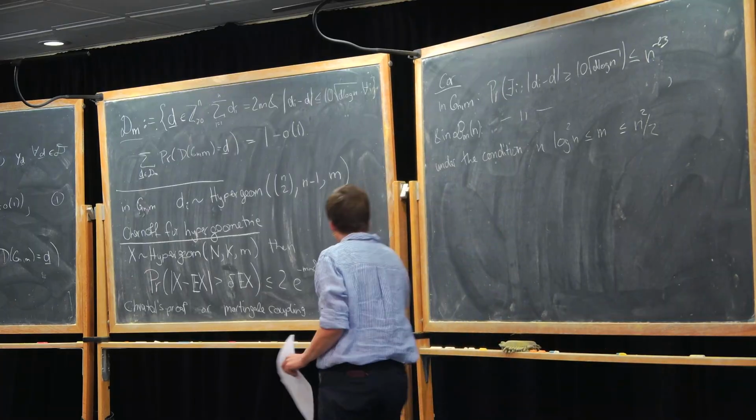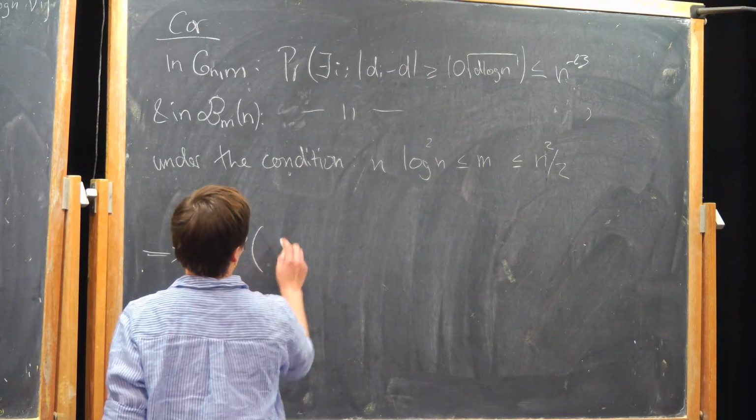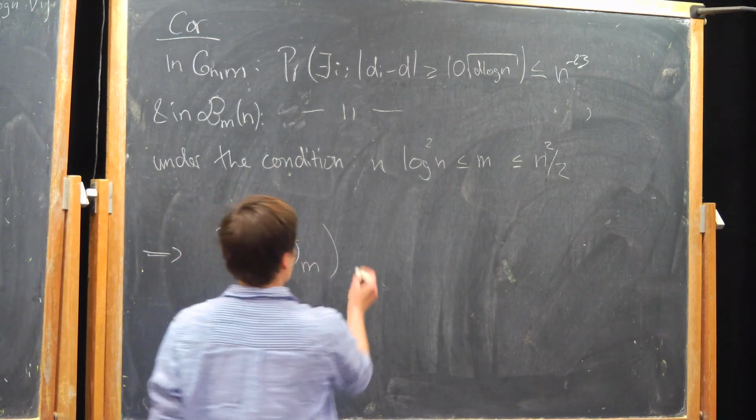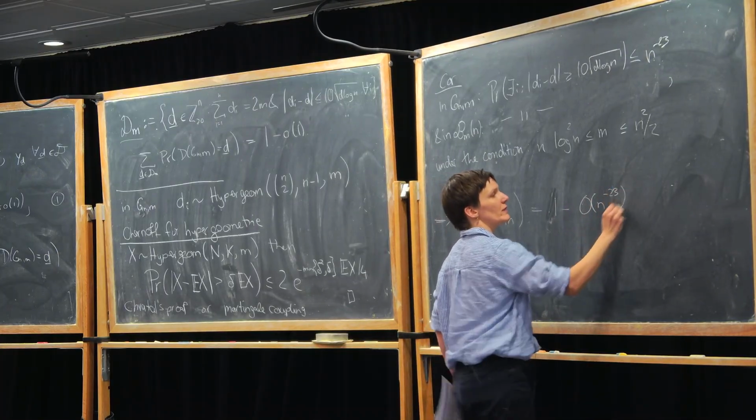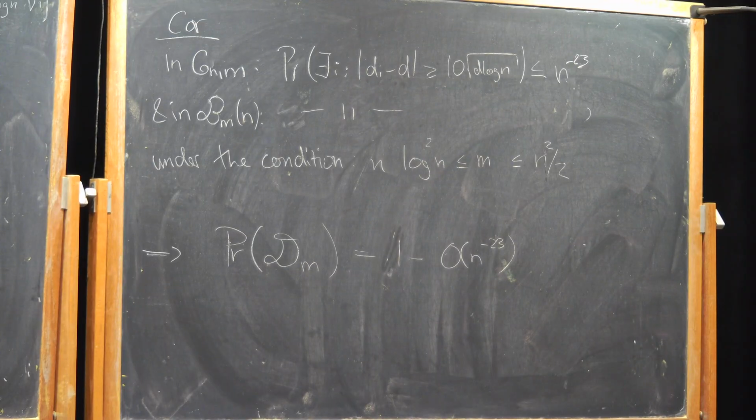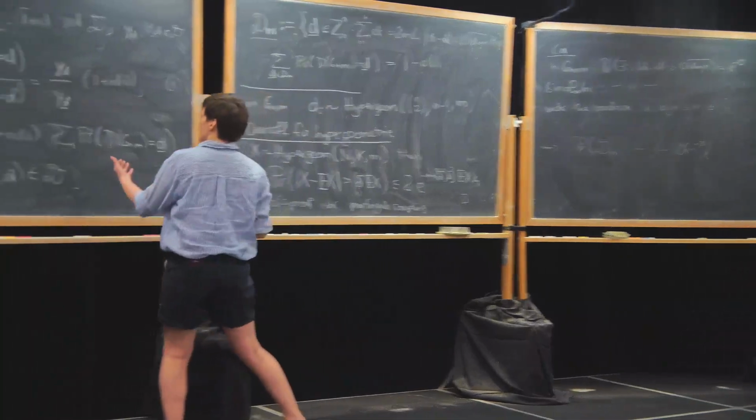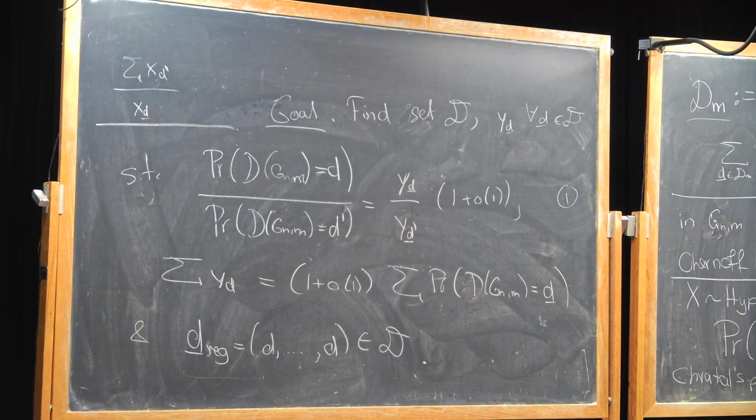Okay, good. So what that implies is that the probability of our D_m is 1 minus big O of n to the minus 23, right? So, yeah, this one here. No, wait. What is the sum of these? It's just going to be 1 minus little o of 1, or 1 minus big O of n to the minus 23. So that will be our set D on which we estimate ratio probabilities.